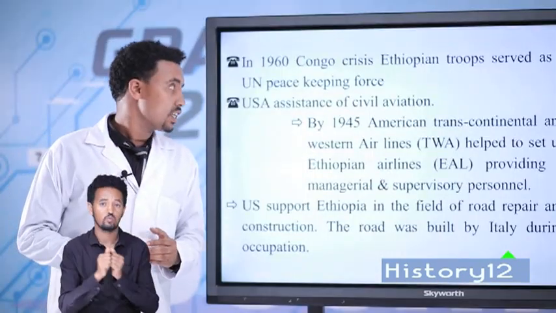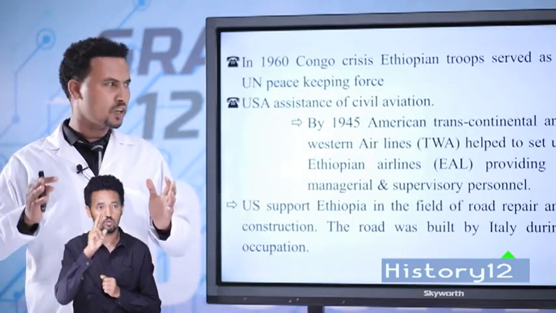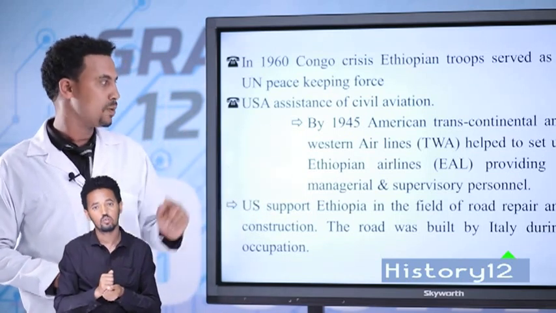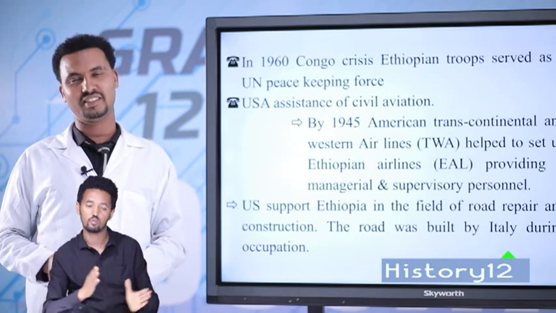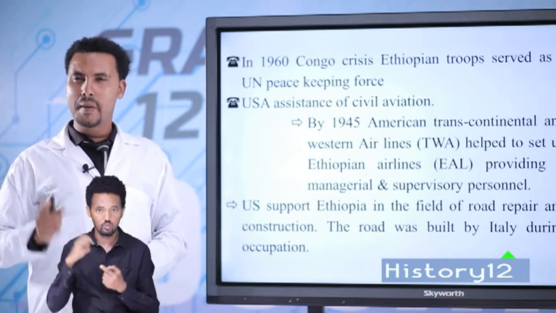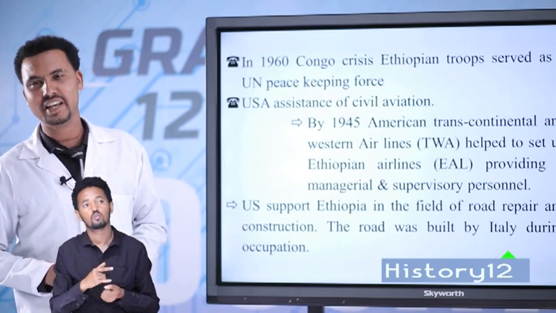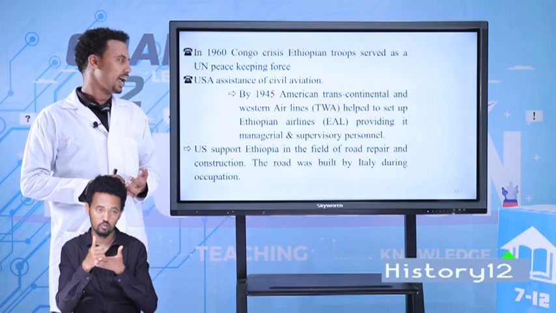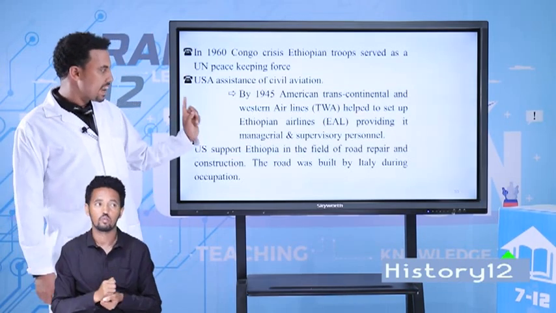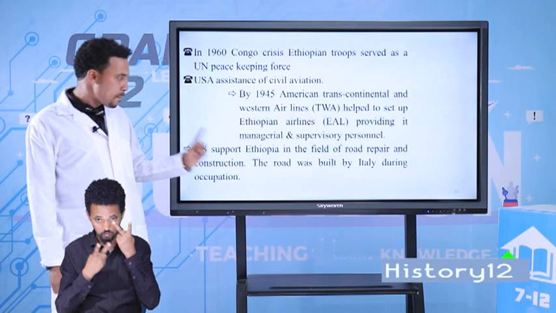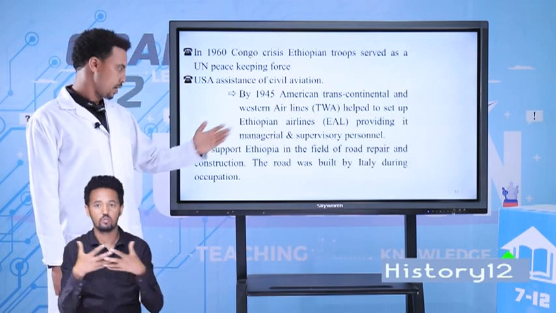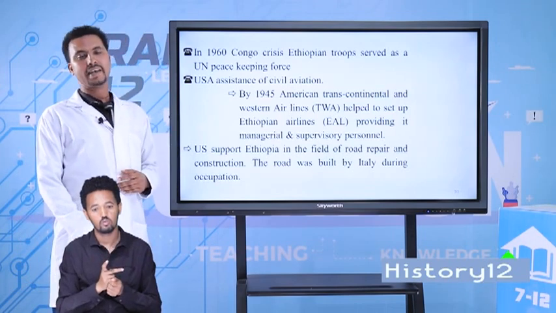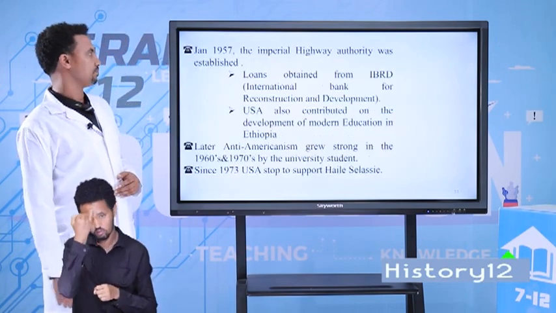The other one, US assistance of civil aviation. In 1945, the American Transcontinental and Western Air, TWA, helped to set up Ethiopian Airlines. Mind you, student, Ethiopian Airlines was established in 1945 with the help of the USA. Then, providing its managing and supervisory personnel, the US also supported Ethiopia in the field of road repair and construction, because the roads were built by Italy during the occupation.